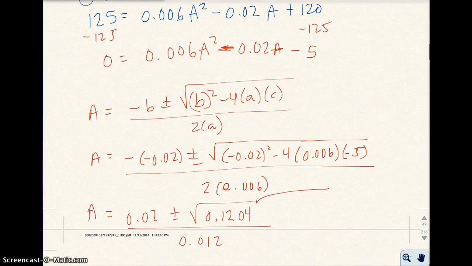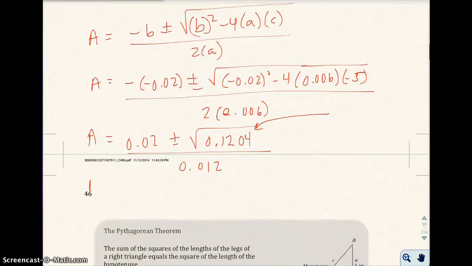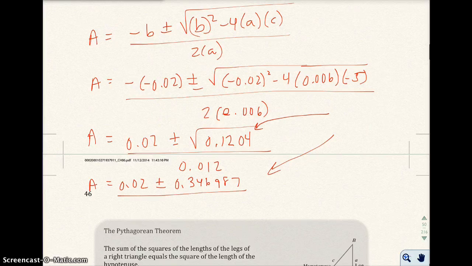Now we can go ahead and give the decimal representation of this. The square root of 0.1204 is approximately 0.346987. I don't round this off because I want to make sure my answer is as accurate as possible. So I took it out a couple more places than normal, and the denominator is 0.012. Now I'm going to figure out what A is.